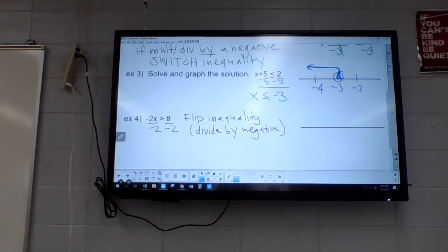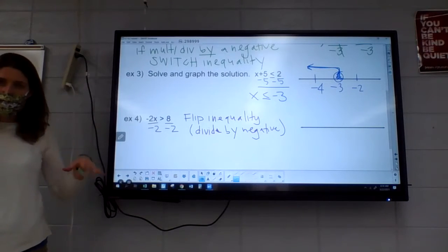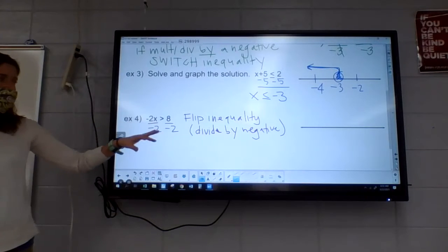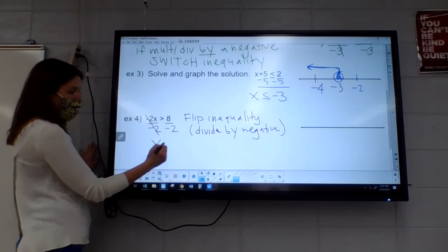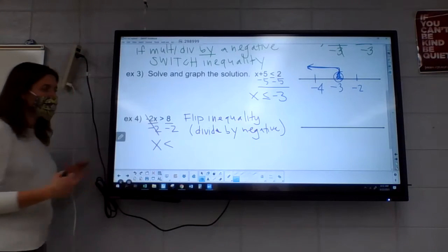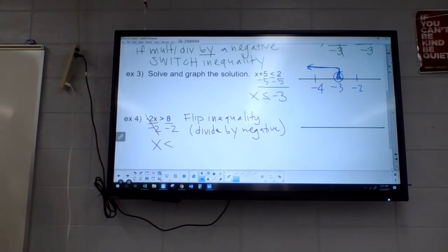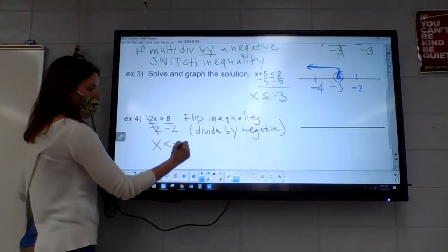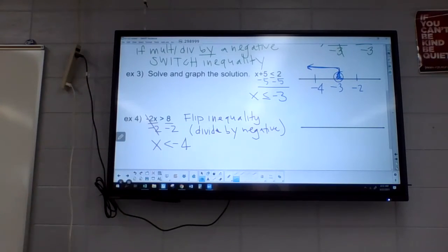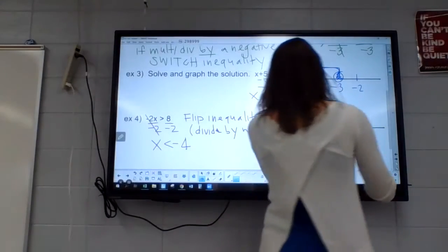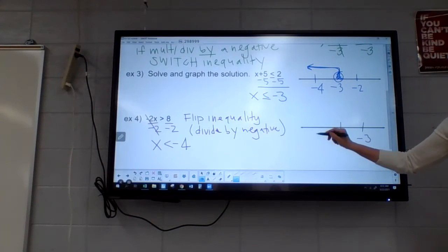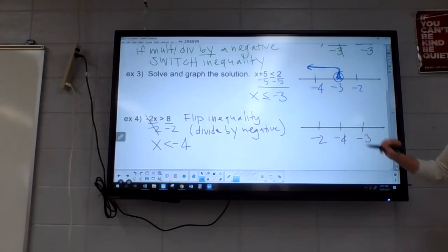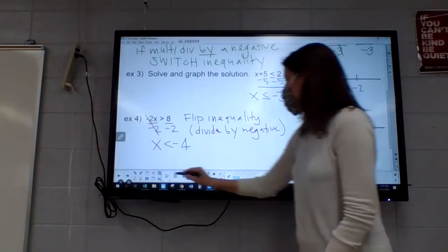Now, you don't have to write this out every time, but I'm just trying to get you to realize this is an important piece. When I divide by a negative, I have to flip that inequality. So this x now is going to flip, is less than 8 divided by negative 2, which is going to be a negative 4. So I have to switch that inequality. Oops, that didn't make sense. That should be negative 5.